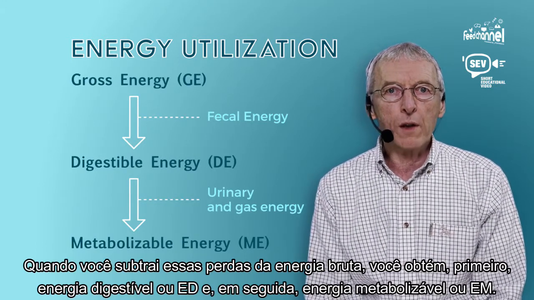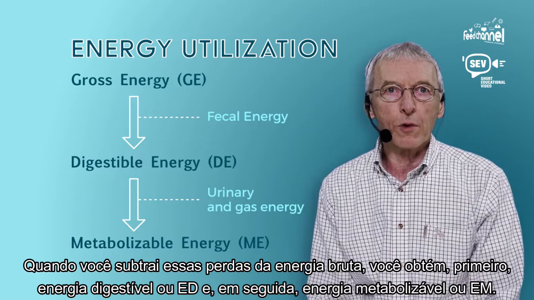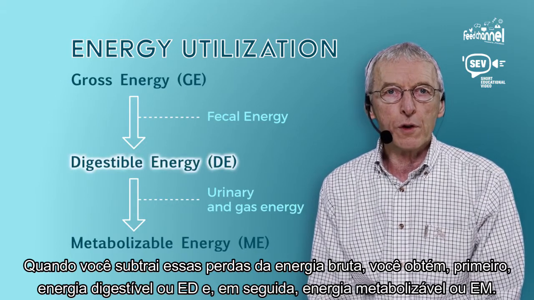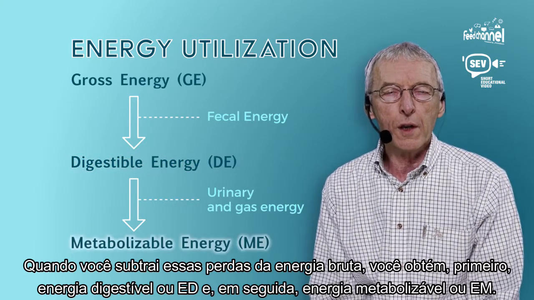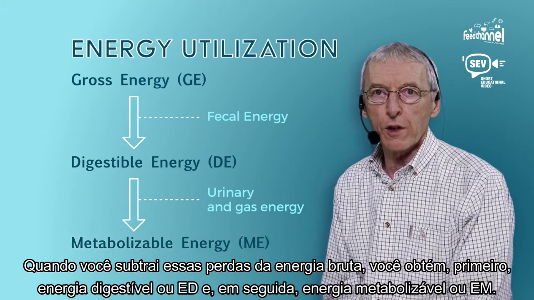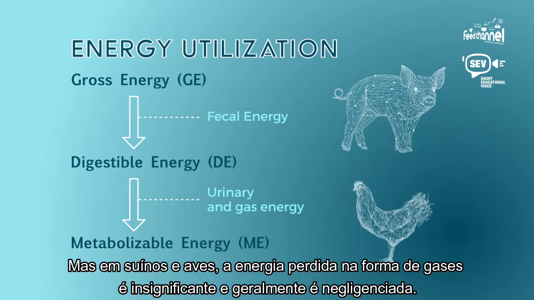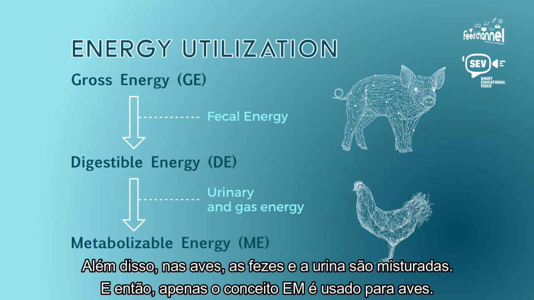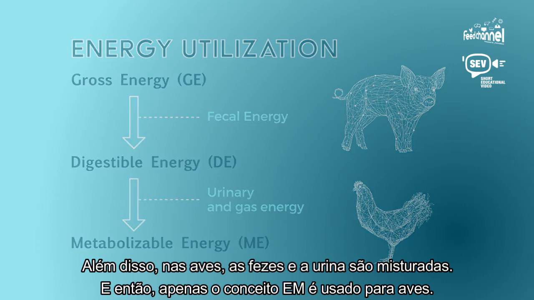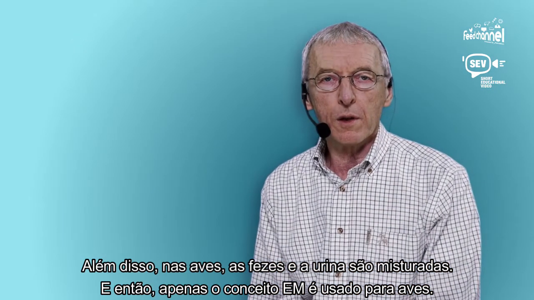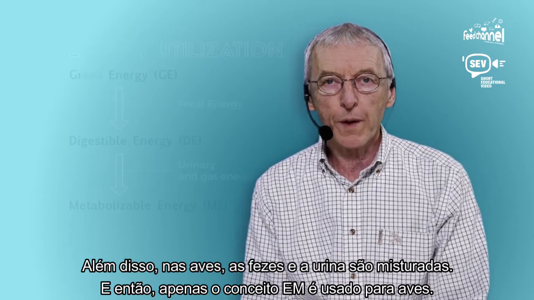When you subtract these losses from gross energy, you get first digestible energy, or DE, and then metabolizable energy, or ME. But in pigs and in poultry, gas energy is rather negligible, and usually it is neglected. In addition, in poultry, feces and urine are mixed, and then only the ME concept is used for poultry.